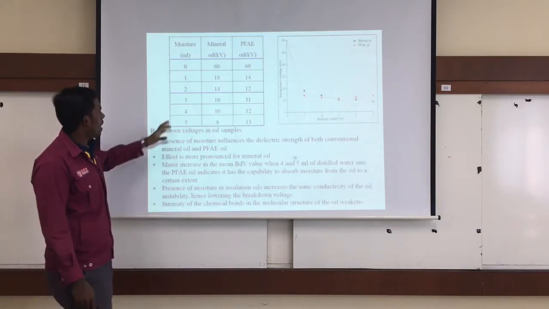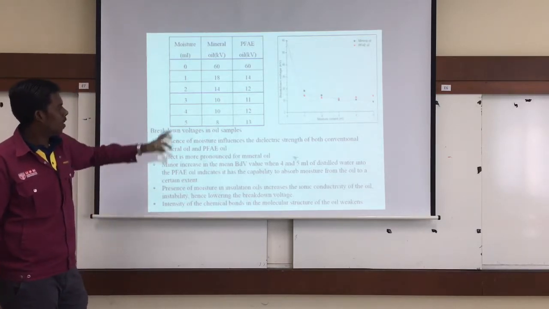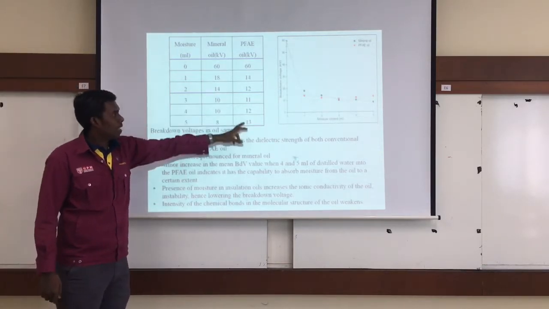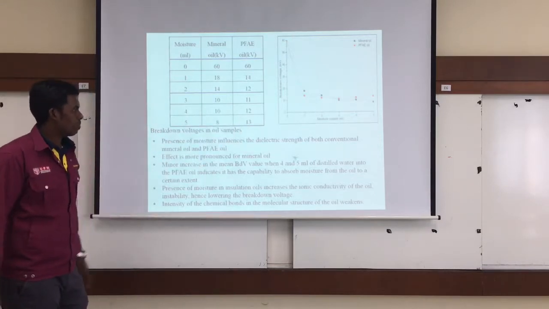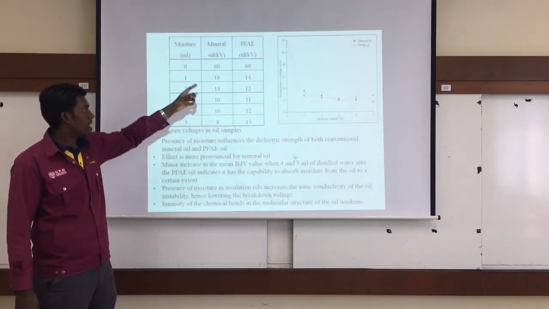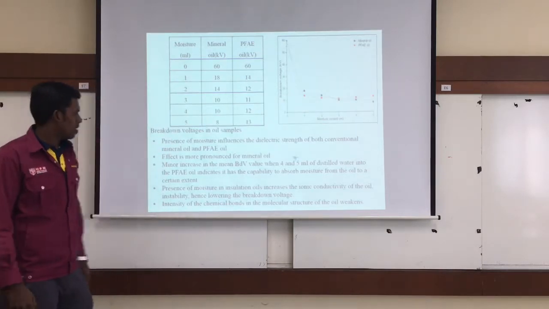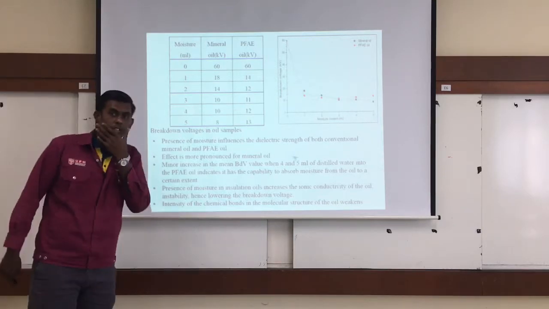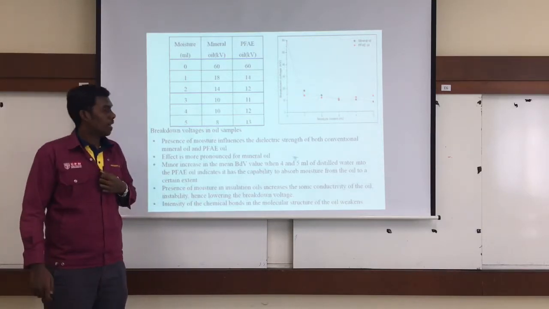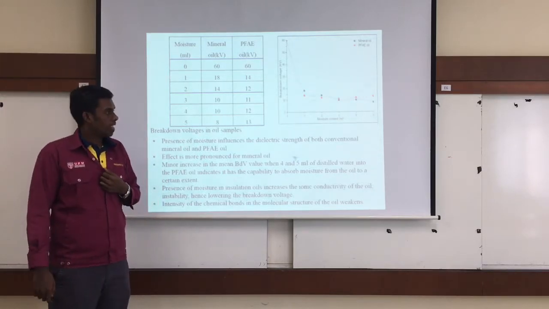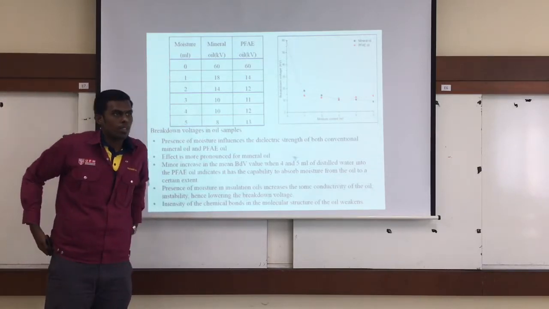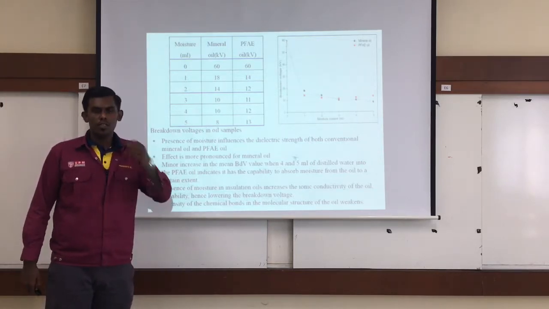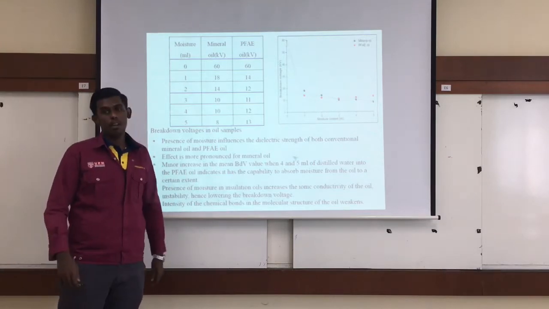But then when you add 4 to 5 ml of moisture to PFAE oil, there's a certain increase of breakdown voltage strength. This is due to the absorption of moisture by the PFAE hydrocarbon molecules. So how to overcome this moisture in oil is that we can do it by filtration or degassing. And then there is another part where we can do filtration by having a purification system. So that's for my part.